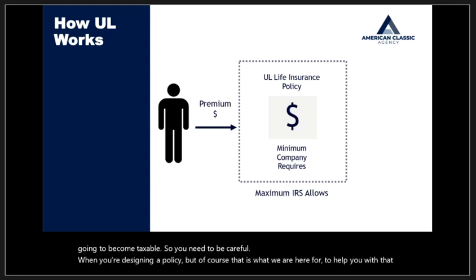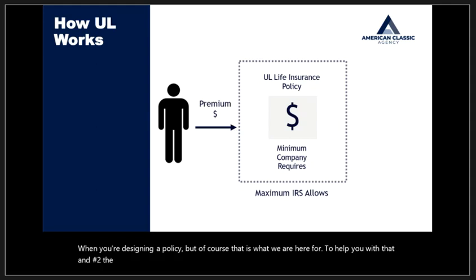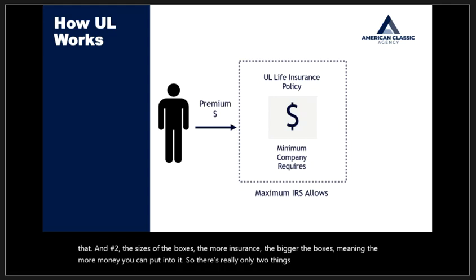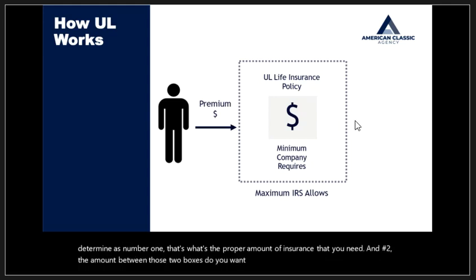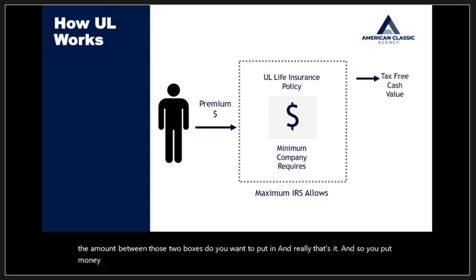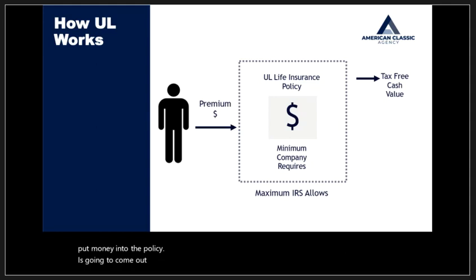And number two, the sizes of the boxes. The more insurance, the bigger the boxes, meaning the more money you can put into it. So there's really only two things that a person needs to determine. Number one, what's the proper amount of insurance that you need. And number two, how much of the amount between those two boxes do you want to put in. And really, that's it.